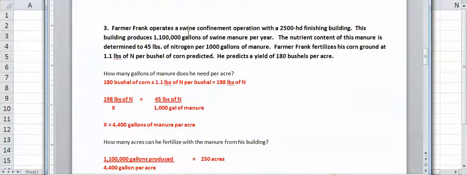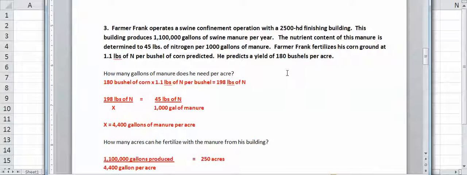Farmer Frank operates a swine confinement operation with a 2,500 head finishing building. This building produces 1.1 million gallons of swine manure per year. The nutrient content of this manure is determined to be 45 pounds of nitrogen per 1,000 gallons of manure. Farmer Frank fertilizes his corn ground at 1.1 pounds of N per bushel of corn predicted. He predicts a yield of 180 bushels per acre. Well, the first question is pretty easy here. How many gallons of manure does he need per acre?